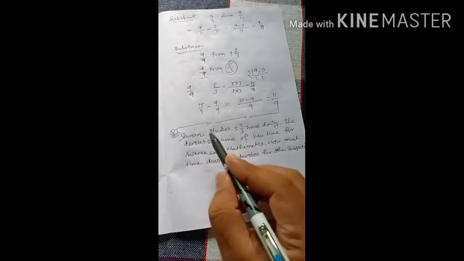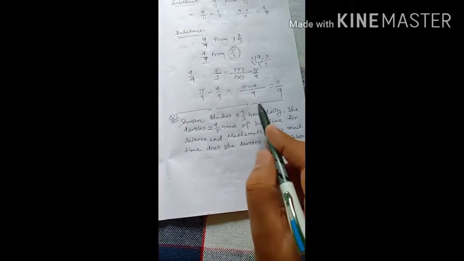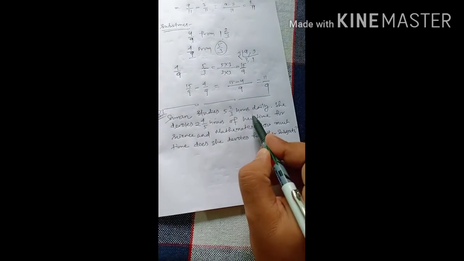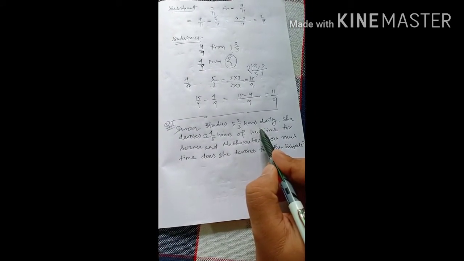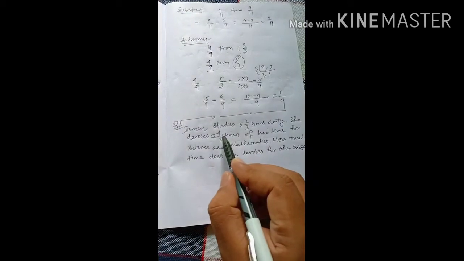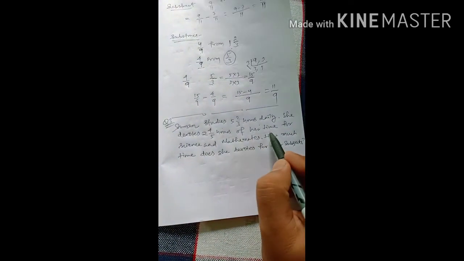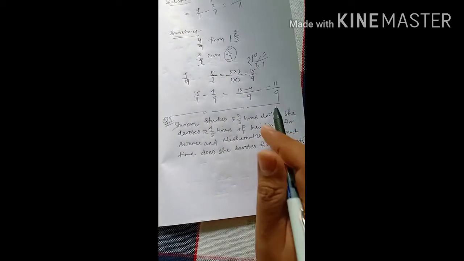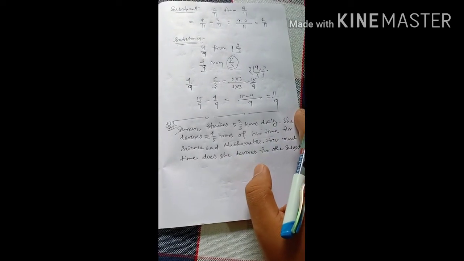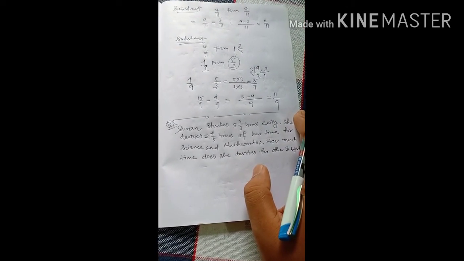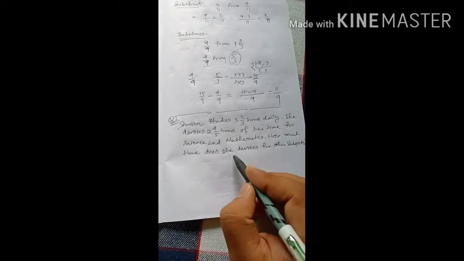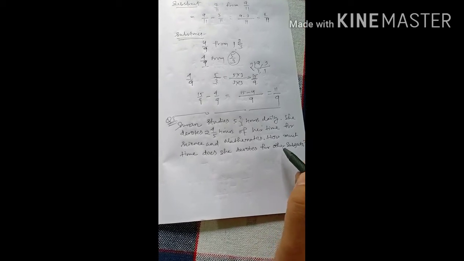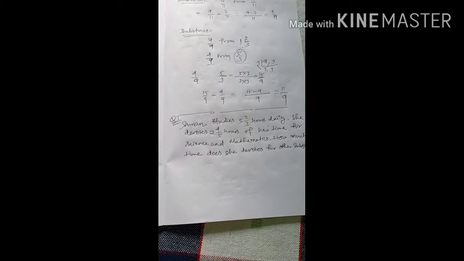Here the question is, Suman studies 5 whole 2 by 3 hours daily. So how many hours does Suman study daily? 5 whole 2 by 3 hours. Right now, she devotes 2 whole 4 by 5 hours of her time for science and mathematics. So how much time does she devote for science and mathematics? 2 whole 4 by 5 hours. Then the question is, how much time does she devote for other subjects?